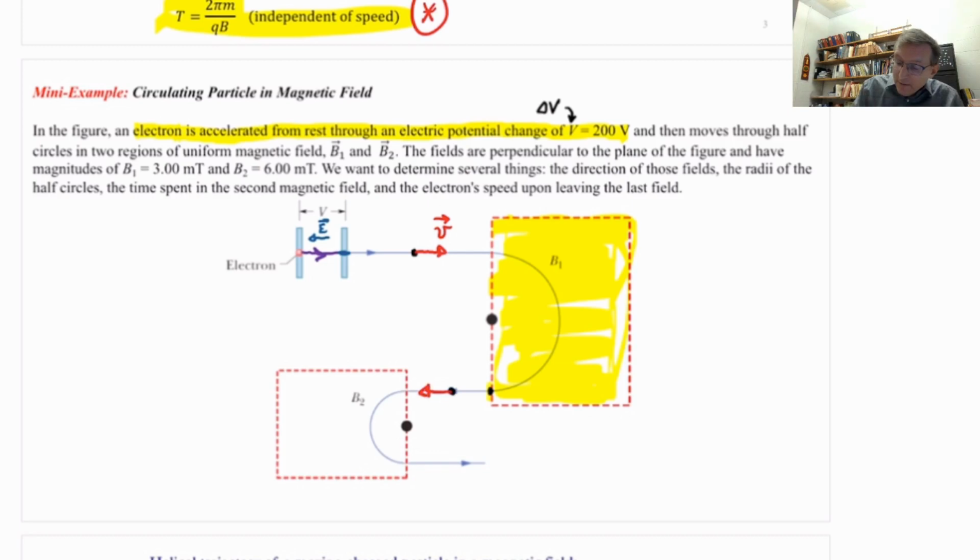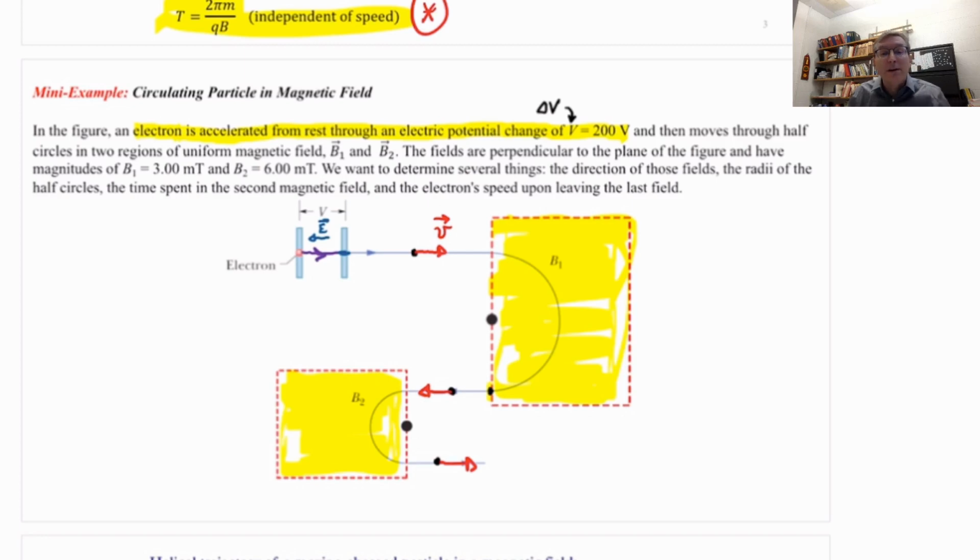until it enters another region over here, rectangular in shape, in which there's a different uniform magnetic field, B2, either into the screen or out of the screen, we don't know which. And the particle then circulates around that way in a half circle until it exits the whole field region again, going this way. And that's the path it goes. And here's what we know about that.